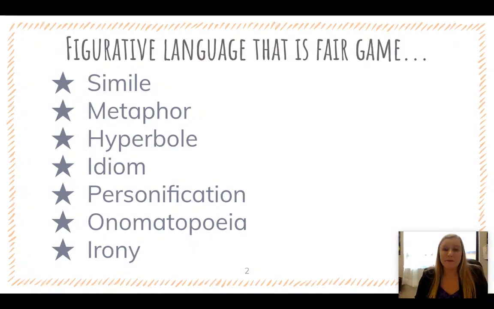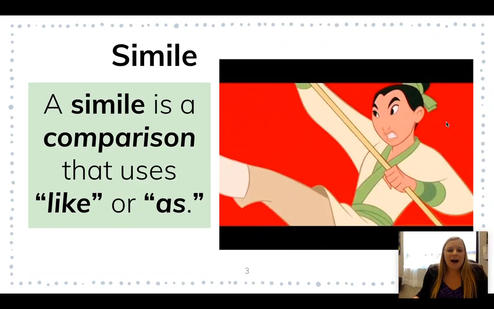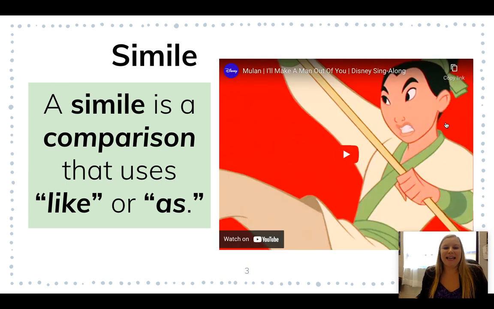So these pieces of figurative language should look fairly familiar to you already. We're just going to review them real quick. That way we are all on the same page. So let's just start at the top. Let's start with similes. So a simile is a comparison that uses like or as. All right, it's that easy.